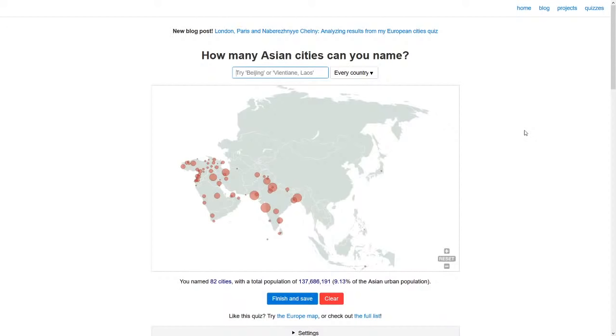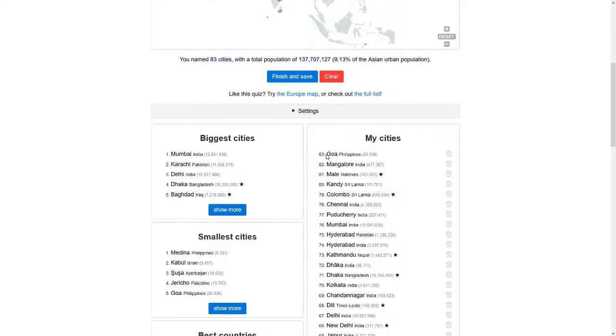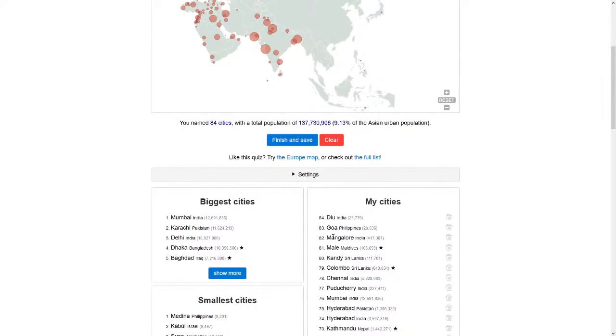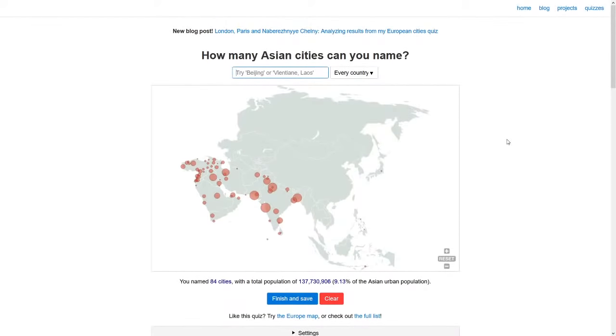Okay, there's one. Huh, I thought Goa was the name of the Portuguese enclave in India. So there is that one, there's Diu. What was the third one? Also, Diu is a lot smaller than I thought. Right, there's Indore.